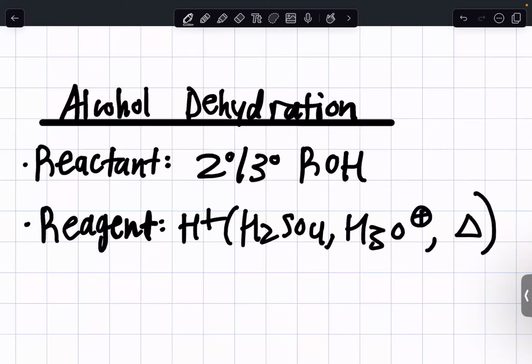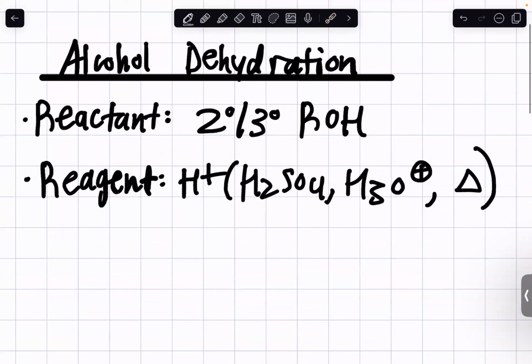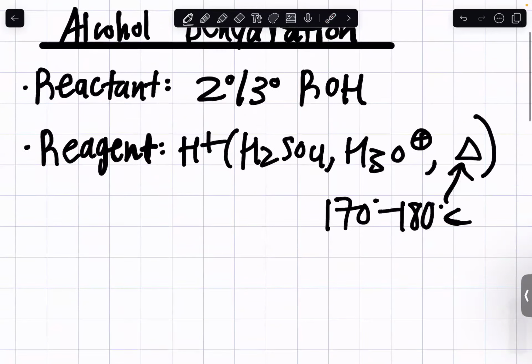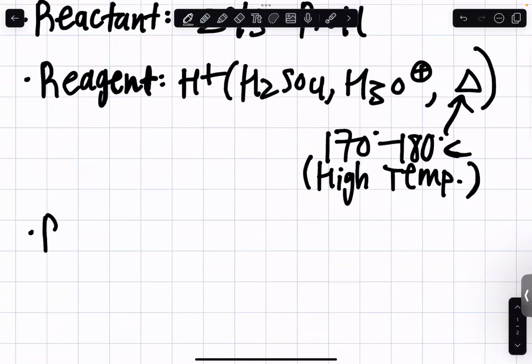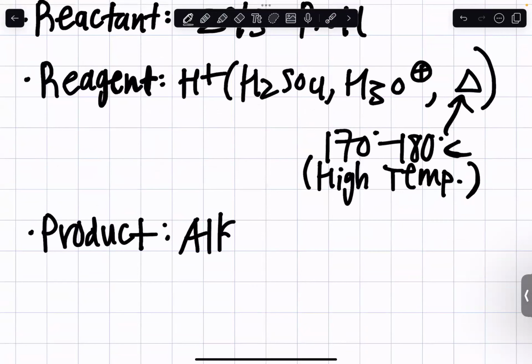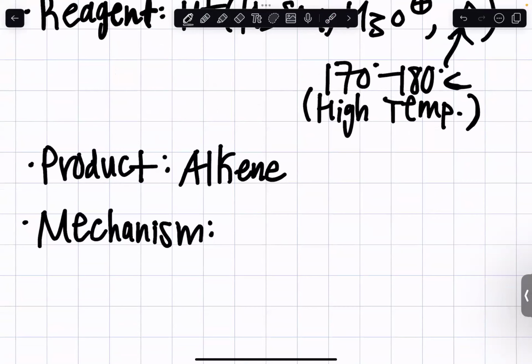So if you see a delta symbol like that, or a triangle symbol, then that's most likely going to be alcohol dehydration. Or instead of seeing that heat, you can see high temperature, like between 170 to I think 180 degrees Celsius, some high temperature. Right? And your product is going to be an alkene, a double bond. Right? And the mechanism that it goes through is an E1 like mechanism.